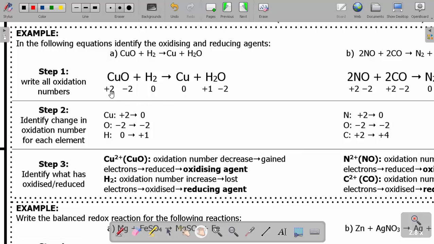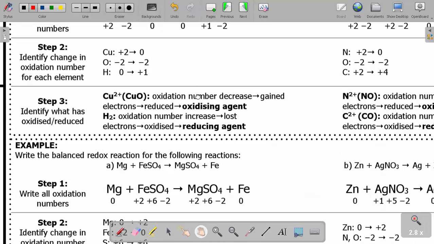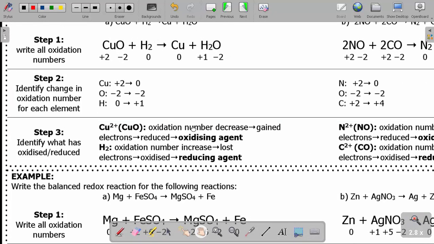Okay, and then what about the oxygen? Oxygen, this is 2 minus, it's the same. What about hydrogen? It's getting from 0 to +1. So for copper, it has been changed from oxidation state +2 to 0. What about oxygen? It remained constant. What about hydrogen? From 0 to 1. So in this particular case, because I want to identify the oxidizing and reducing agents, this is what happens in the next step.